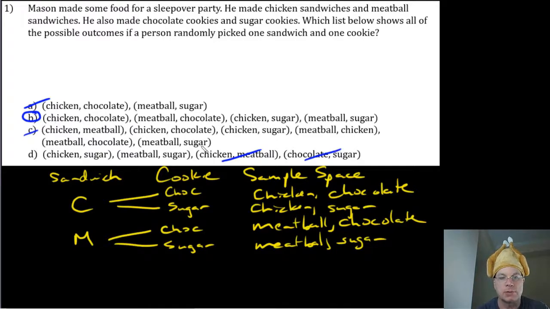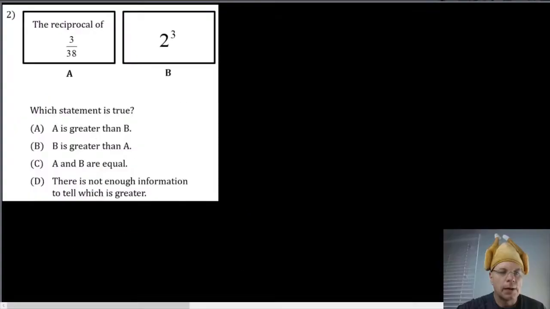So answer choice B. We could also have taken the number of choices of sandwiches, 2, the number of choices of cookies, 2, multiplied them together and realized there are 4 possible outcomes. That's the fundamental counting principle that we discussed, and so that could have eliminated answer choices A and C.